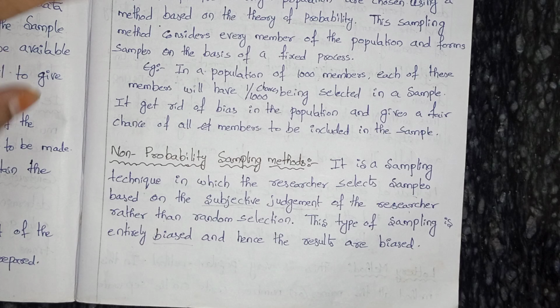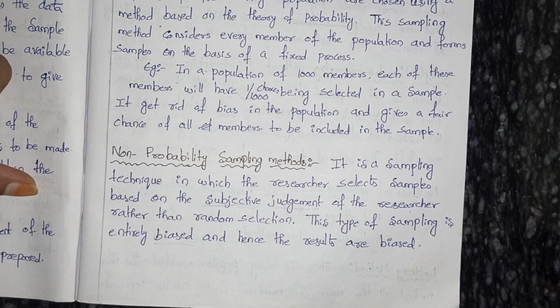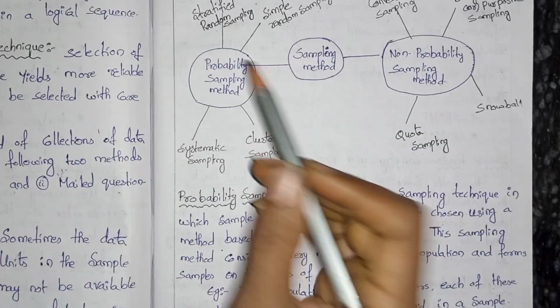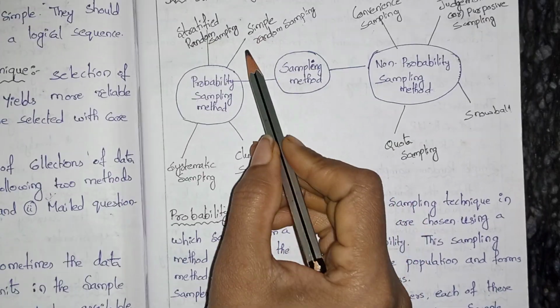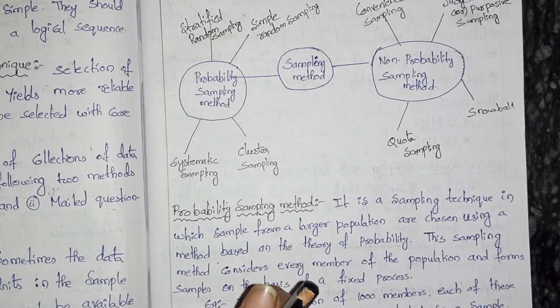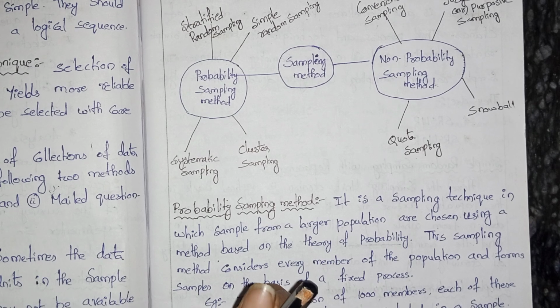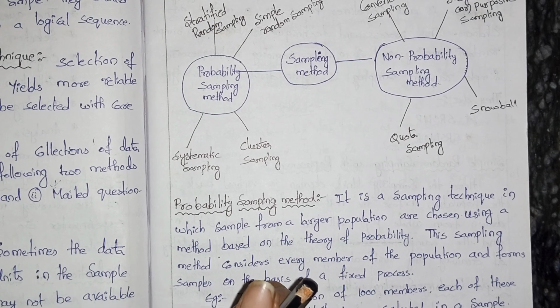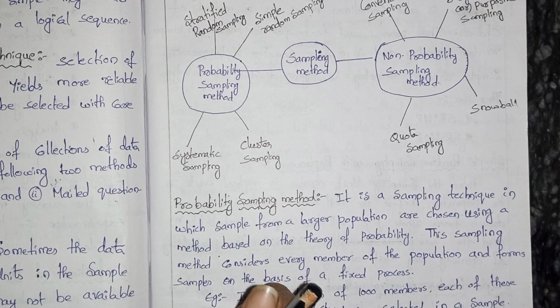So this is about probability sampling and non-probability sampling. In the next video, we will learn what simple random sampling is, what the advantages and disadvantages are, and what methods are to be followed in order to do simple random sampling. We'll discuss that in the next video.